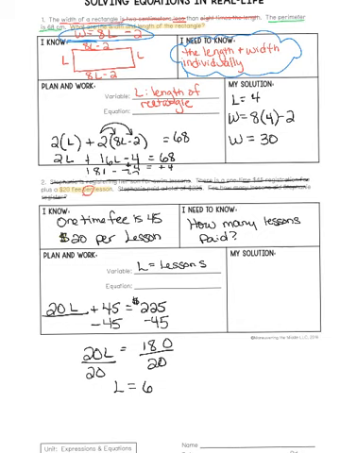Just kidding, 9. Sorry. 180 divided by 20 is 9. So the child took 9 lessons.